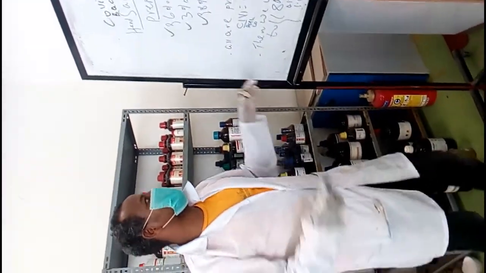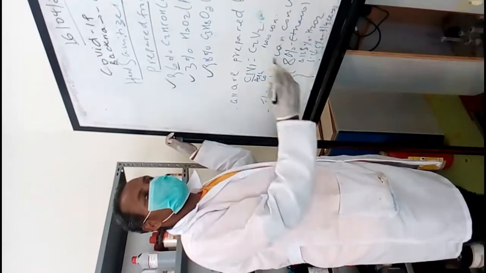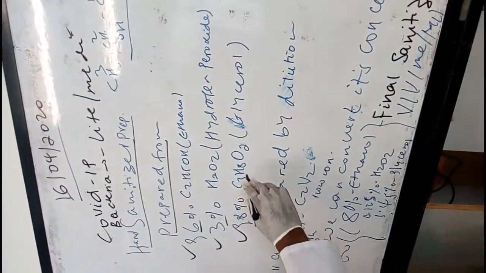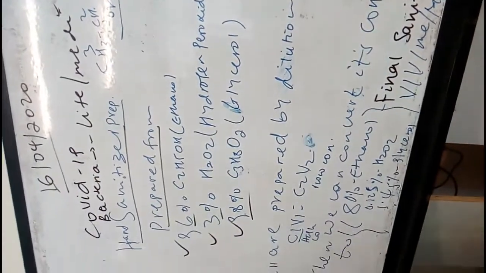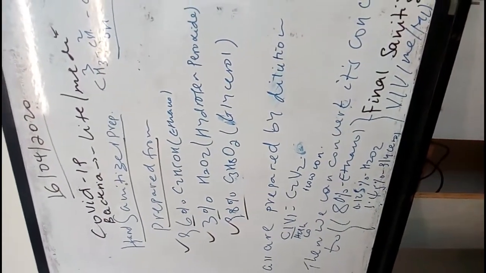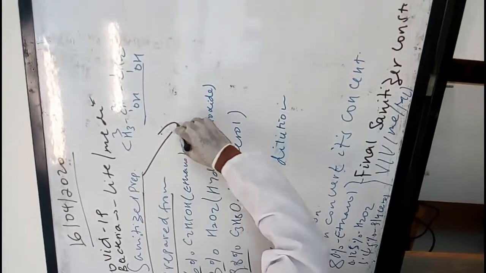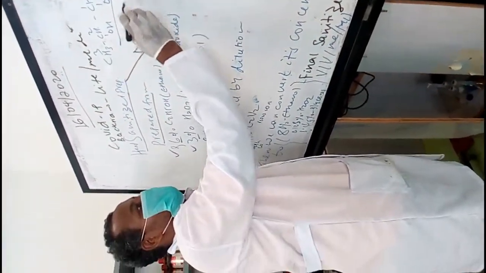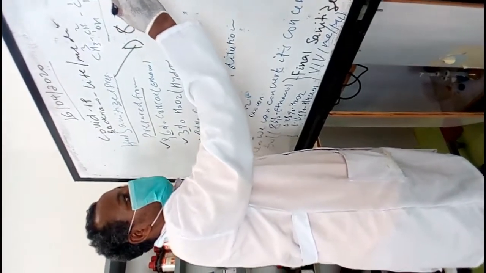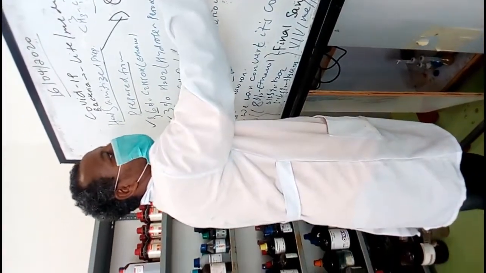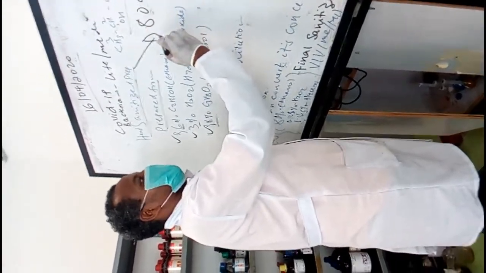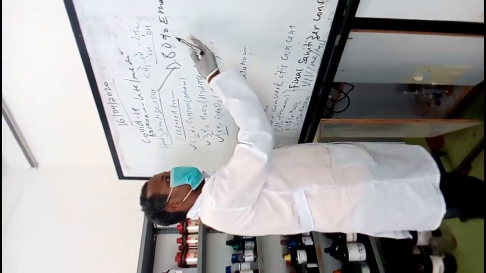sanitizer, it is made up of 96% ethanol, 3% hydrogen peroxide, and 98% glycerol. And how can we prepare this? In general, the sanitizer is a constituent of 80% ethanol. Once it is diluted, it contains around 80%. You can prepare this in the lab. Once it is converted to percent, it becomes lower.